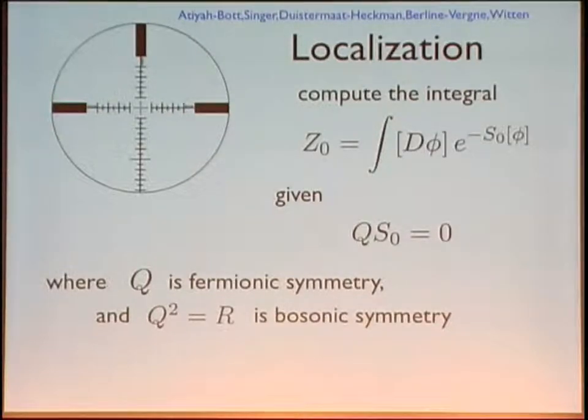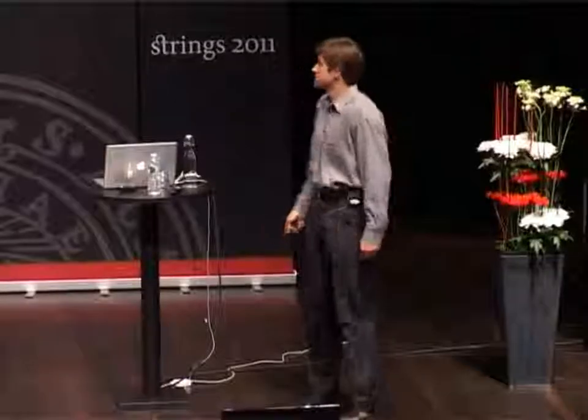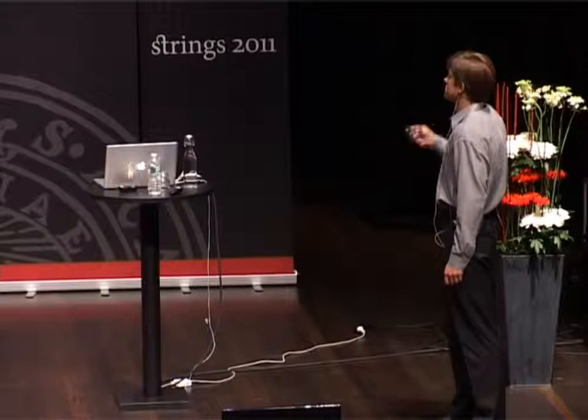So in this situation, we can deform the action by adding a Q-exact piece to the original action with some parameter t, and then assuming that the anti-commutator between Q and V is positive definite, we can consider that path integral and send t to infinity. So when you send t to infinity, the path integral is dominated just by the contribution from this term, and therefore the path integral localizes to the zeros of this term. On the other hand, you can integrate by parts the differential of Z over t and see that the result is in fact independent of t. So therefore, that complicated nonlinear partition function can be simply computed by taking the integral, well, the integral itself might be nonlinear, but over zeros of that QV functional.